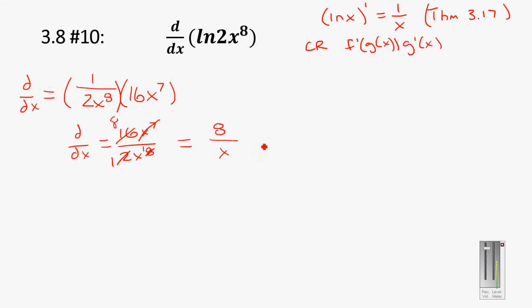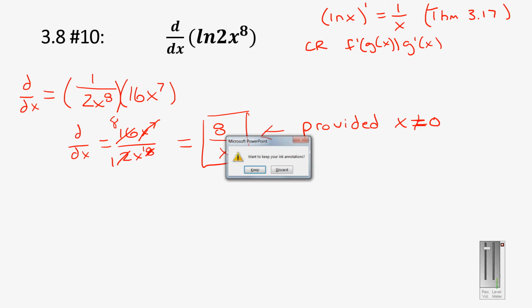And I would tell you that when you do an answer like this, if this is the derivative, I would say provided x does not equal 0. That's an important thing if you ever show a variable in the denominator like that. We've got to tell it that x can't be 0.